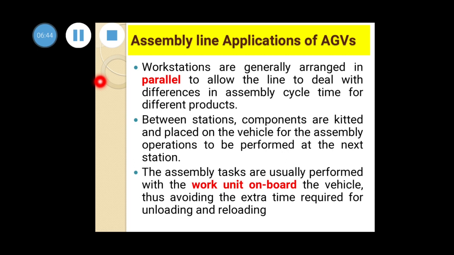Workstations are generally arranged in parallel to allow the line to deal with differences in assembly cycle time for different products. Between stations, components are kitted and placed on the vehicle for the assembly operations to be performed at the next station. The assembly tasks are usually performed with a work unit on board the vehicle, thus avoiding the extra time that would be required for unloading or loading of the component carried.